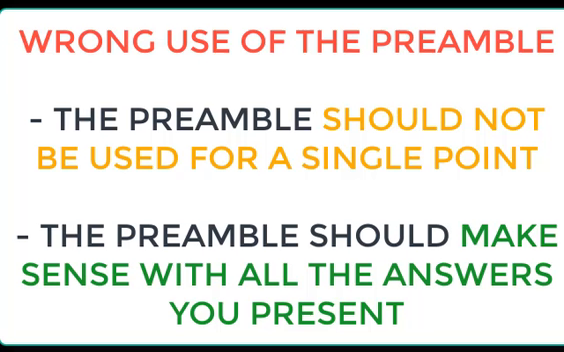5 is the wrong use of preamble. A preamble is an opening statement used to introduce 2 or more points. The preamble method comes with a lot of rules, some of which include: the preamble should not be used for a single point. The preamble should make a complete sentence with all the answers you present.